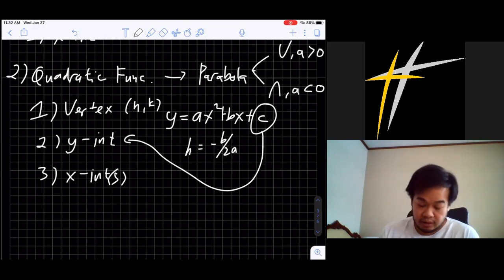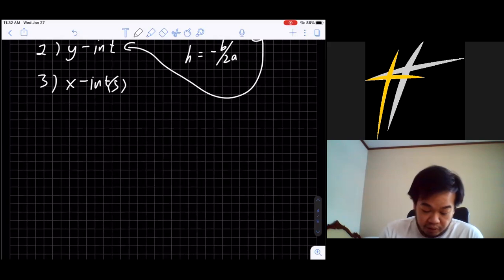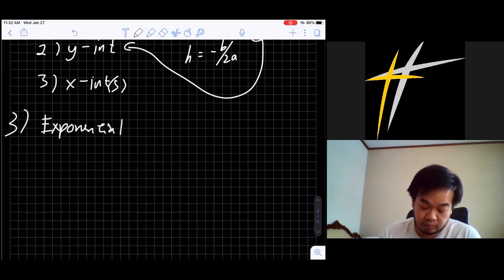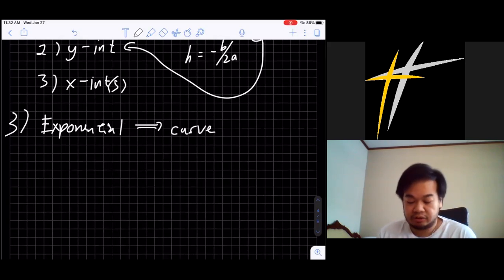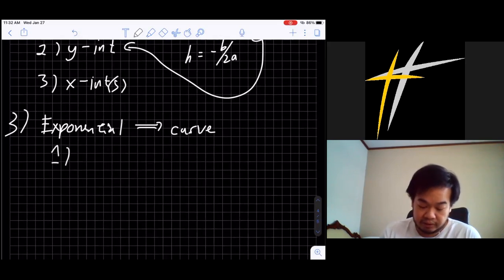Okay, now the next is exponential. An exponential function actually will form a curve, and there is no special instrument that you need to know. It just makes a curve. Basically you need the y-intercept, of course, and then you need the endpoints.